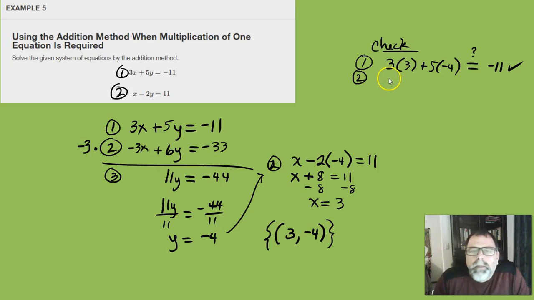And then I'm going to check equation 2. So 2 would be x is 3 minus 2 times y, which is negative 4. And then I'm checking to see that that is equal to 11. So we get 3 plus 8, which is 11. So that one checks.